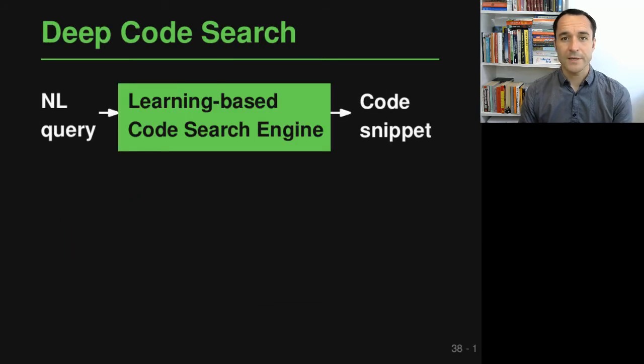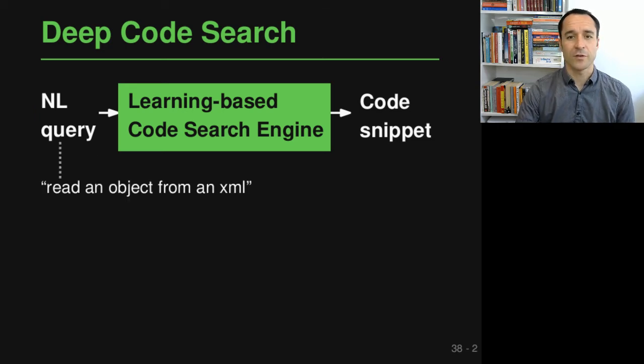As one application that is built on this idea of a joint vector space, let's have a look at so-called deep code search. So what this approach is essentially doing is to take a natural language query that describes some piece of code that you're looking for. For example, it could say, read an object from an XML, because you want to find some code that shows you how to read an object from a given piece of XML.